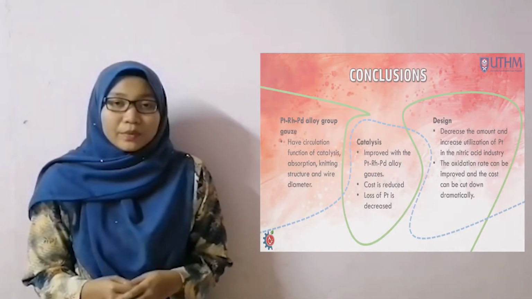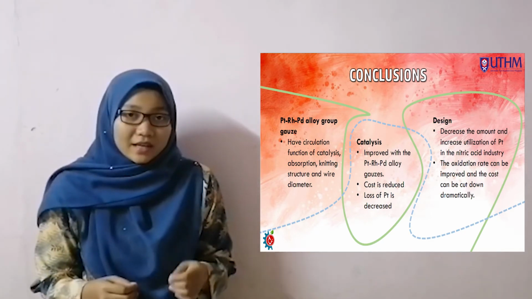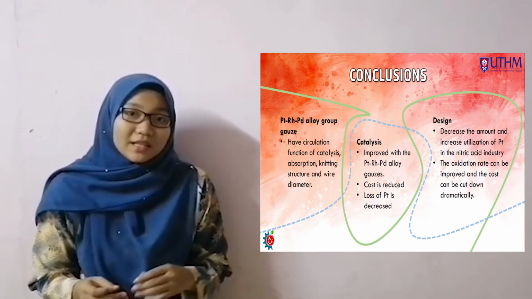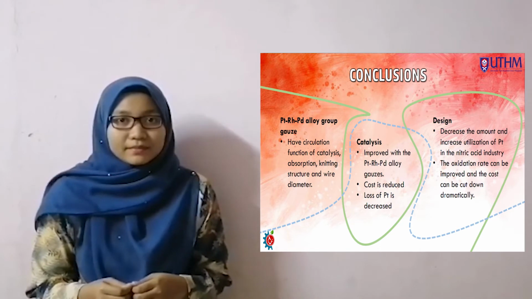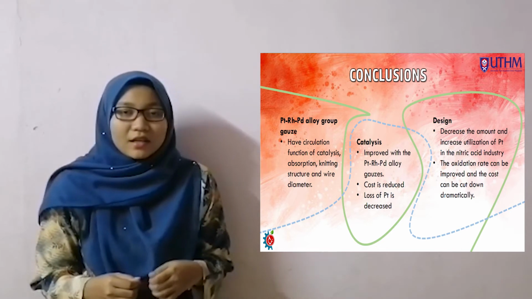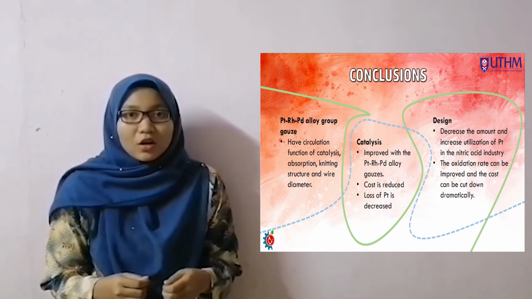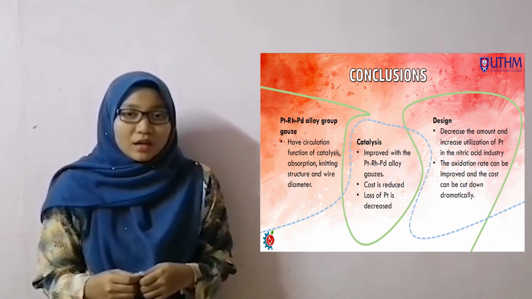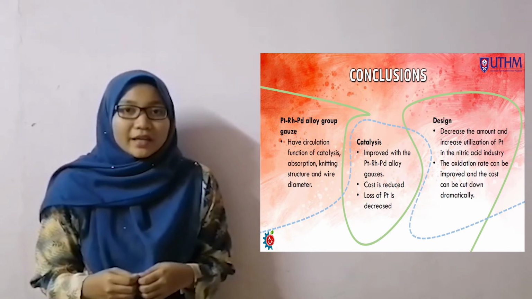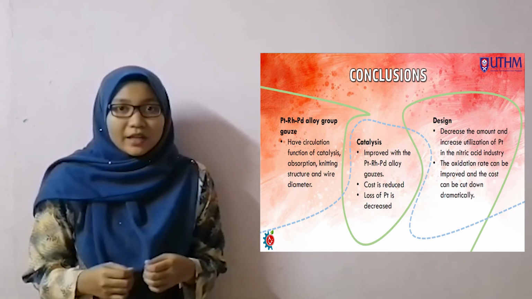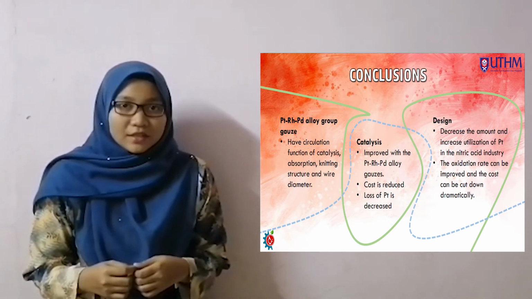Thank you. For conclusions, we can conclude that the Pt-Rh-Pd alloy gauze catalysts have combinations of catalysis, absorption, connecting structure, and wire diameter. The catalyst effect improves with the Pt alloy gauze, and as a result, the cost will be reduced and Pt loss will be decreased. This result is proved by the research of the journal by Lin Chin in 2017.